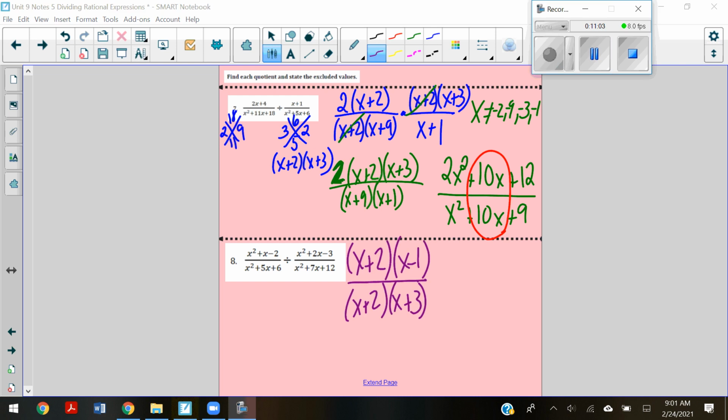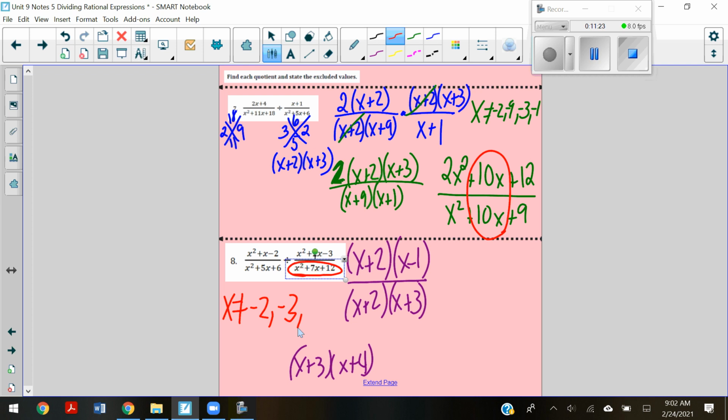All right, a quick peek here at the first one. My excluded values, I'm going to state, are going to say x cannot equal -2 or -3. Okay, factor this piece to come up with some more excluded values. Written in purple there is that red circled answer factored. So again, -3, but this time I'm going to add on a -4.